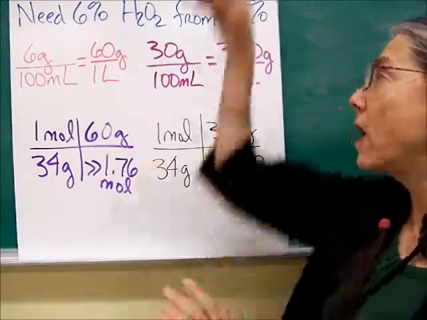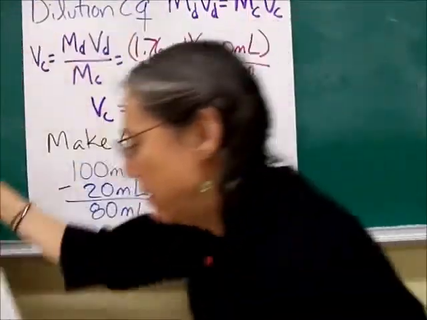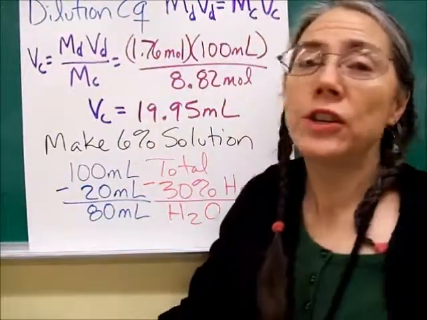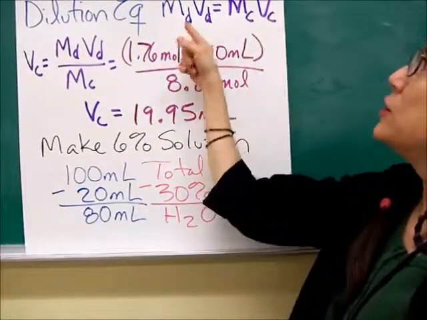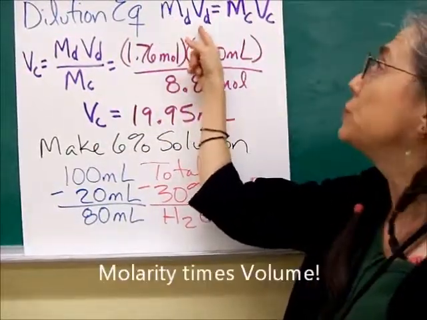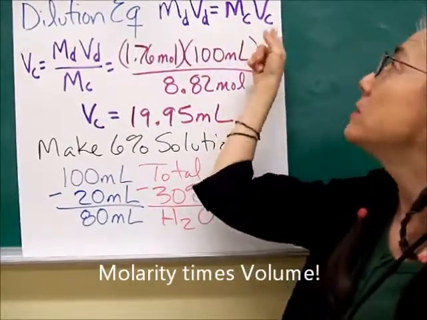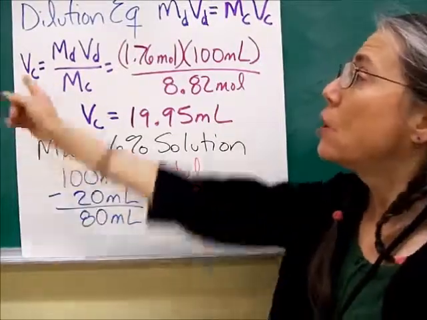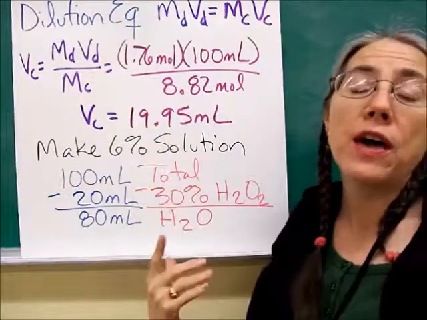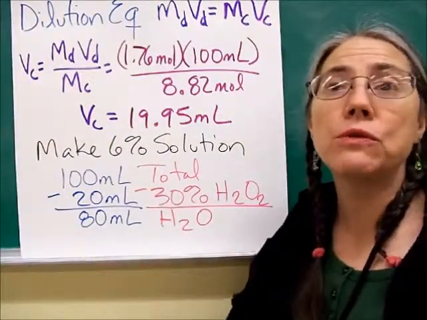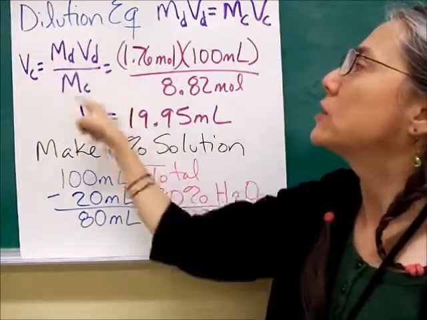And here's another prior knowledge, because you guys have been there and done that. And here it is. The dilution equation. So the dilution equation is this guy, to where you have the molarity of the dilution times the volume of the dilution equals the molarity of the concentration times the volume of the concentration. We're solving for the volume of the concentration. I want to know how much of that 30% solution I'm going to use to make the 6% solution. So here's my equation all set up.